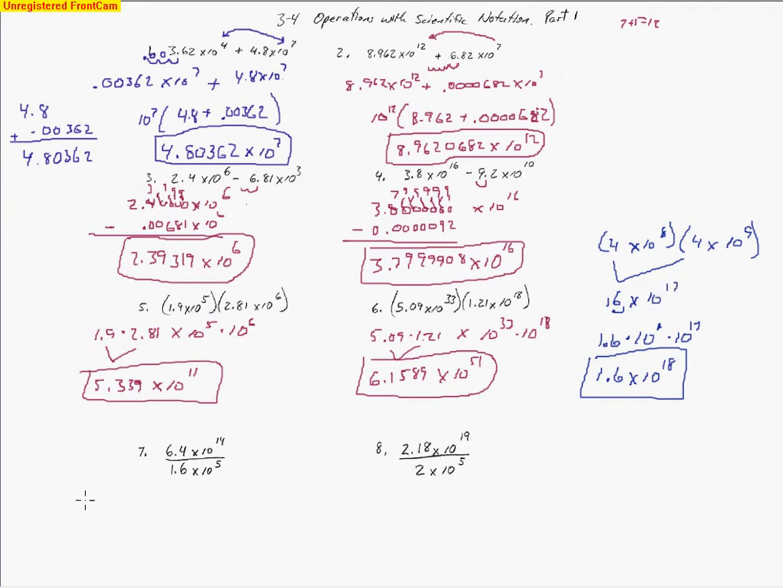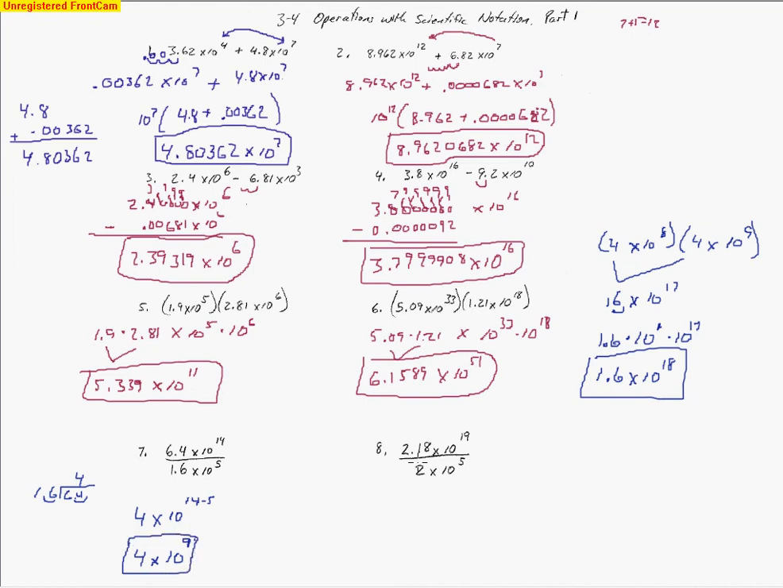So let's take a look at division. Division, you're going to do the same as multiplication, except instead of multiplying, we're dividing the 1.6 into 6.4. Again, decimals go over. 16 goes into 64 4 times. And with division, we subtract these exponents. So it's 4 times 10 to the 14th minus 5. We subtract the exponents there, and I'm left with 4 times 10 to the 9th power.